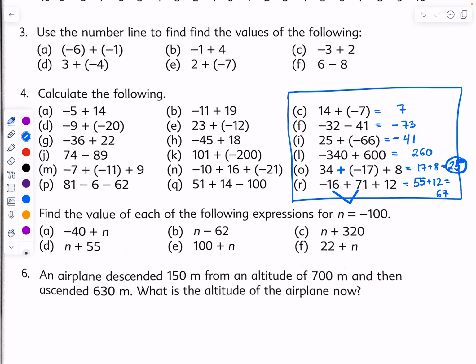67. I hope you found this lesson useful. You can work out the rest of the examples by yourself.